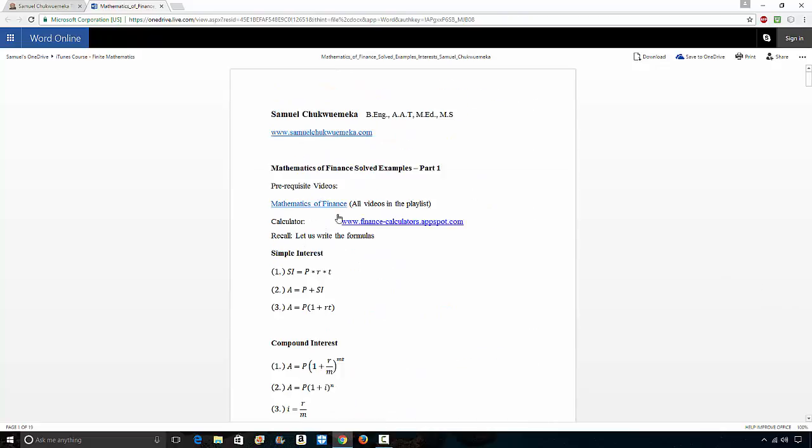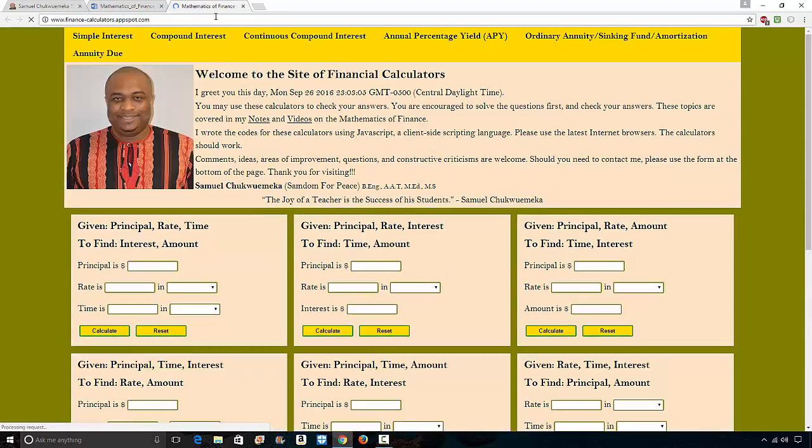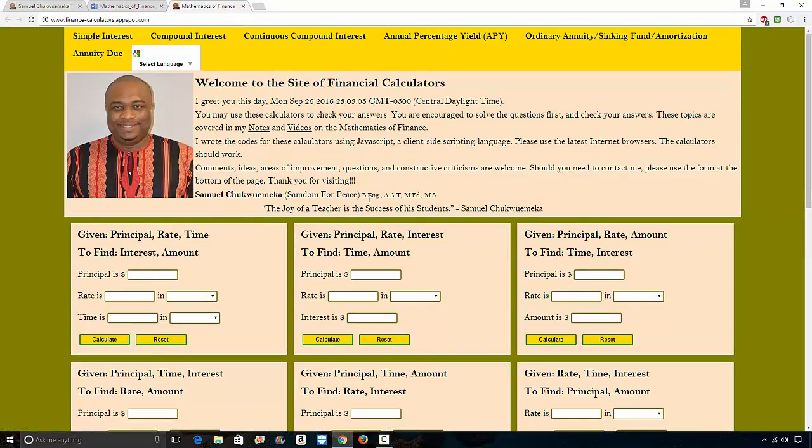I will also want to talk about this calculator here, www.finance-calculators.appspot.com. We are going to use this right here to check our work as well. So I developed these calculators for you guys. You can use this to check your work. I will suggest that you don't use it to cheat.